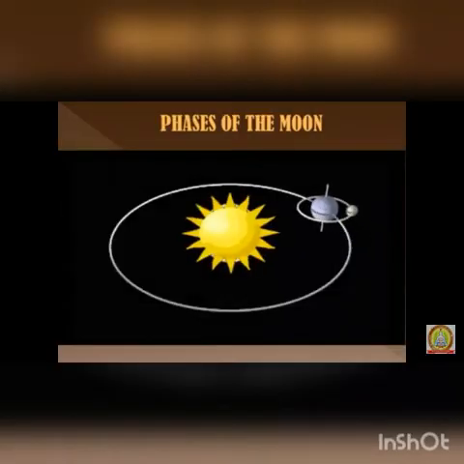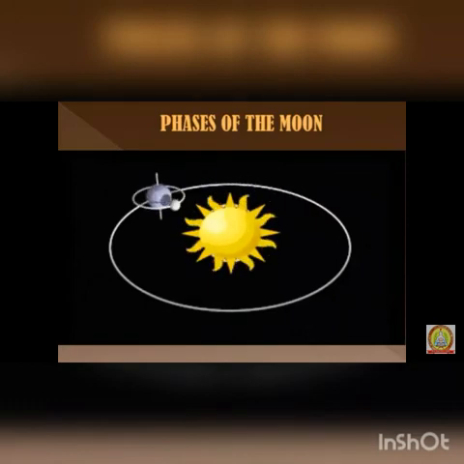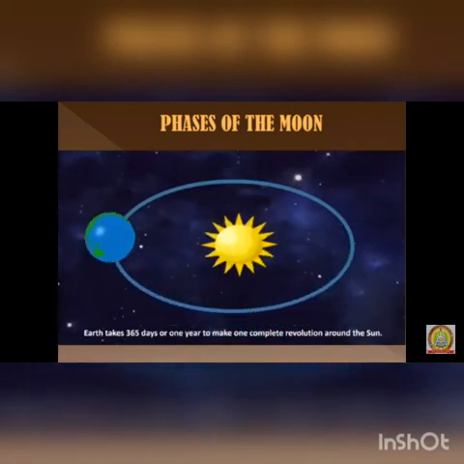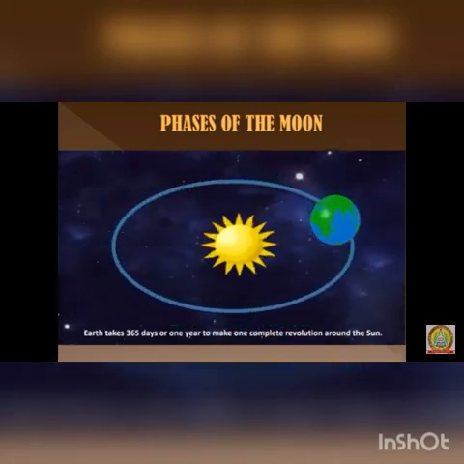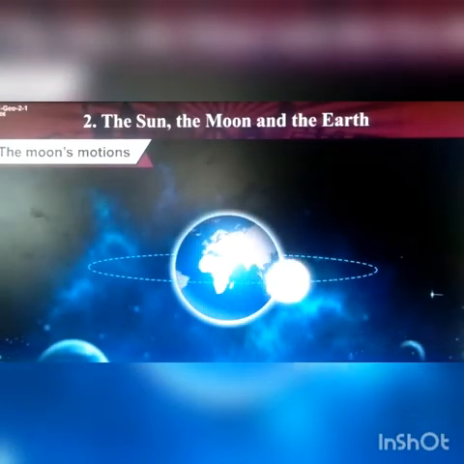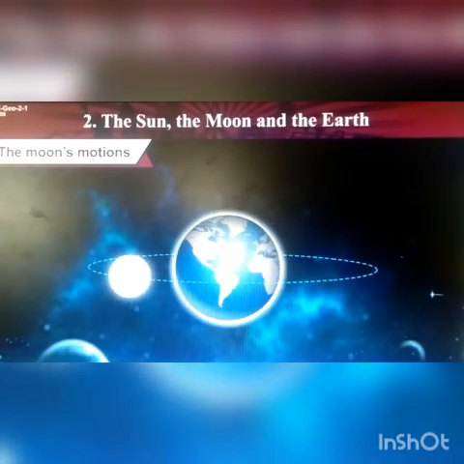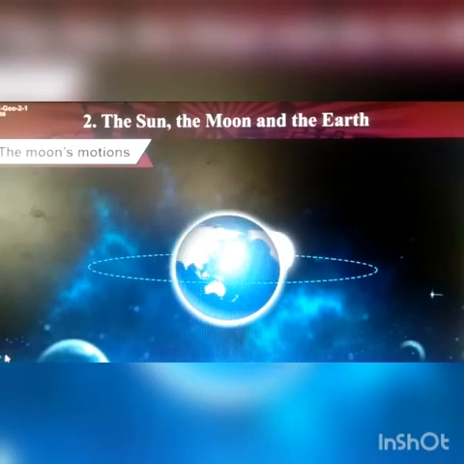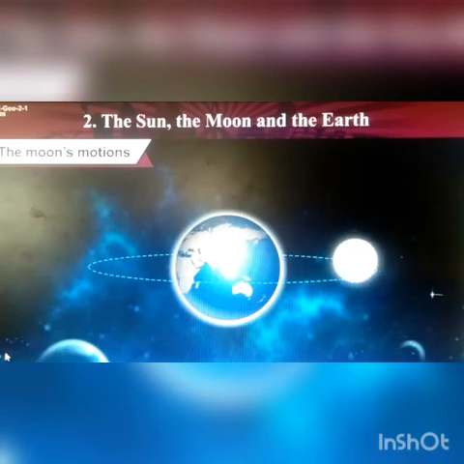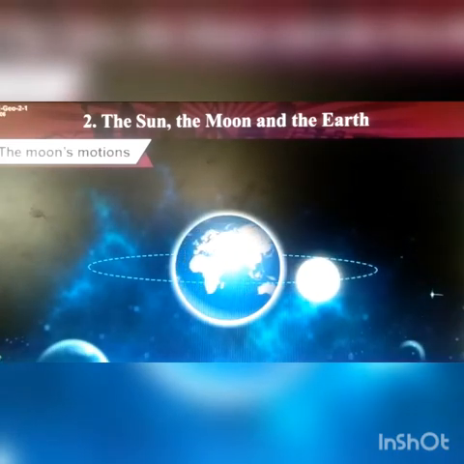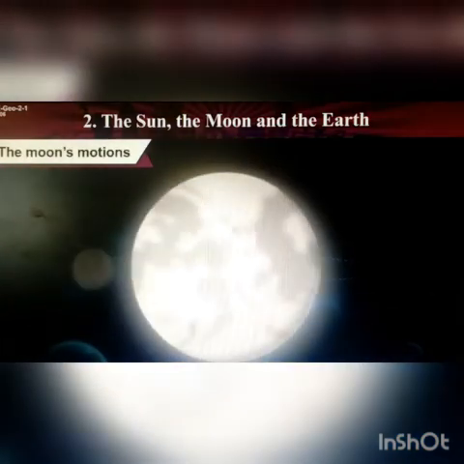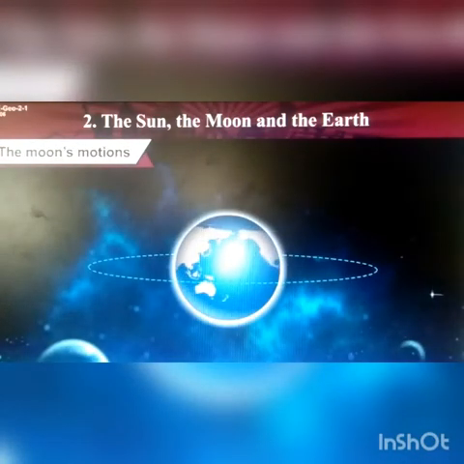The earth has only one satellite and that is the moon. We all know children that the earth revolves around the sun and it takes 1 year to complete its revolution around the sun. The moon also revolves around the earth and it takes 1 month to complete its revolution around the earth. The moon does not have any light like the sun. The moon reflects the sunlight that falls on it.